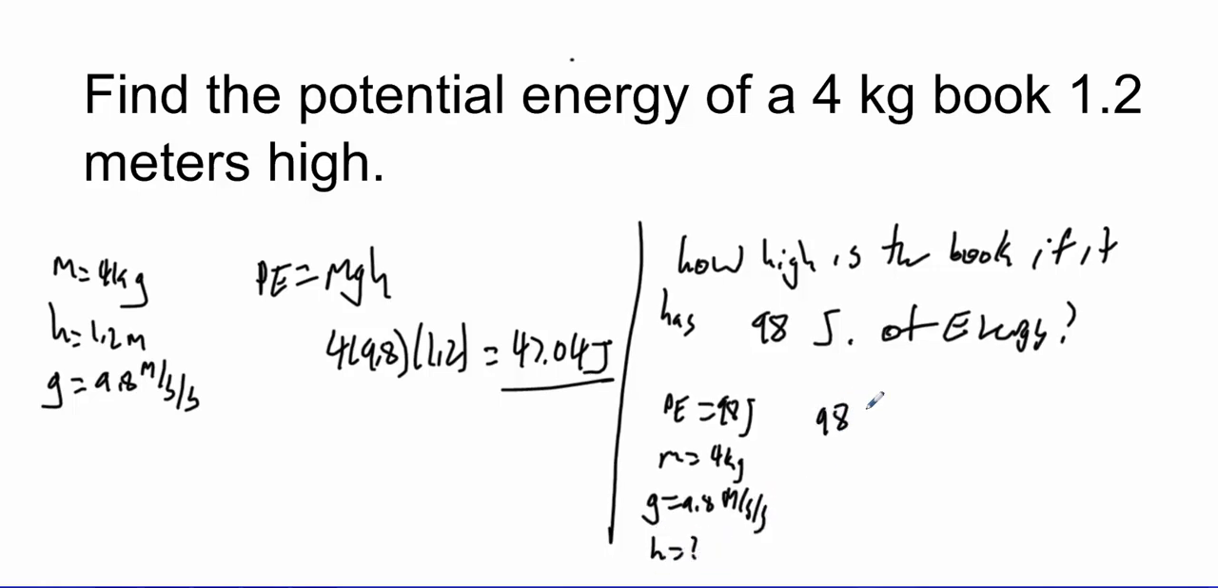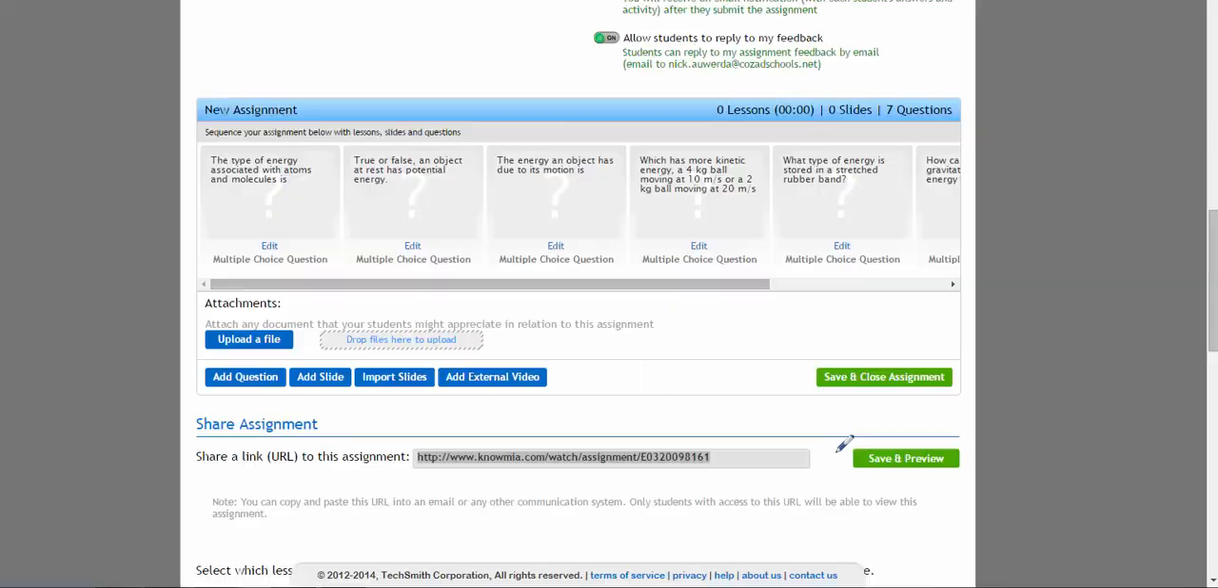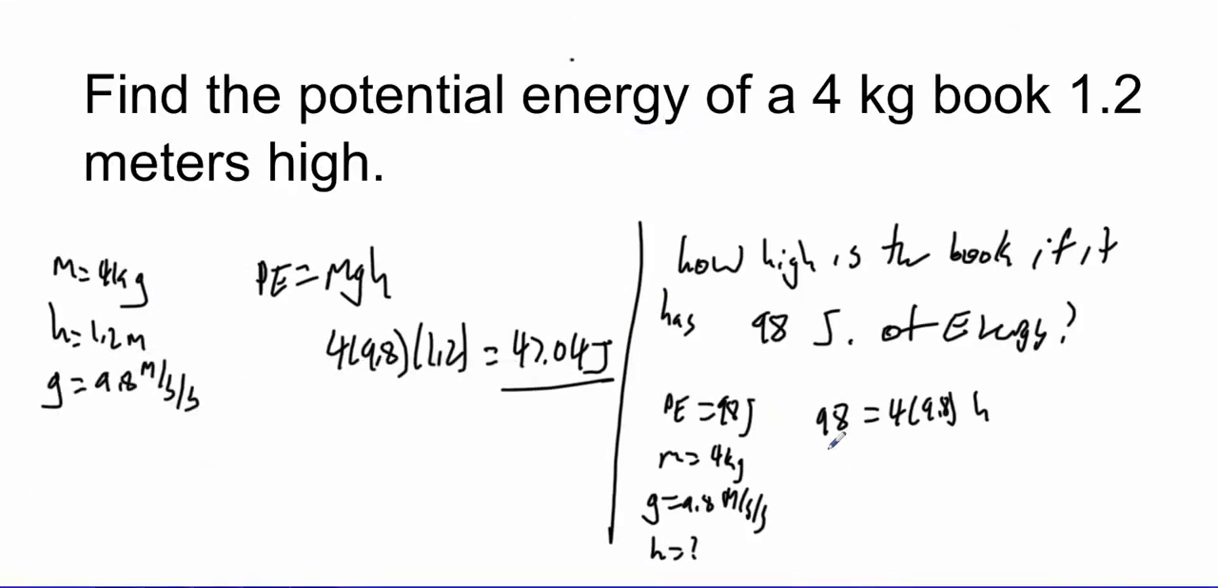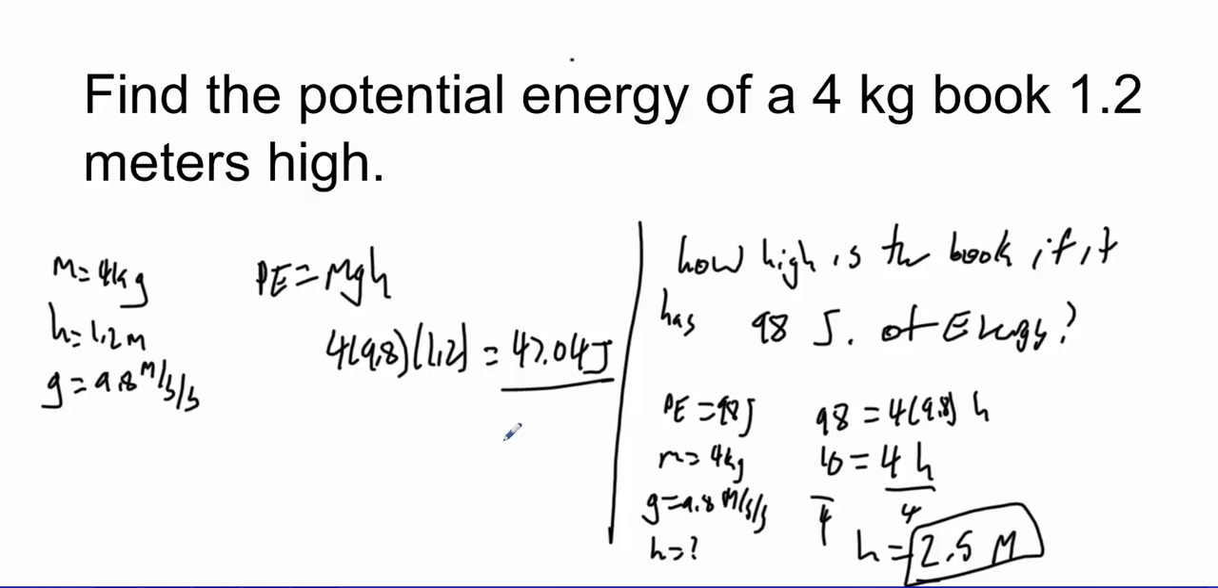So 98 equals 4 times 9.8 times H. And I don't know H. I'm going to divide both sides by 9.8, and I get 10 equals 4H, since 98 divided by 9.8 is 10. And if I divide both sides by 4, then H equals 2.5 meters, which makes sense. It's got a little bit more energy, so it needs to be a little bit higher. In fact, it's got a little bit more than twice as much energy, so it should be a little bit more than twice as high.